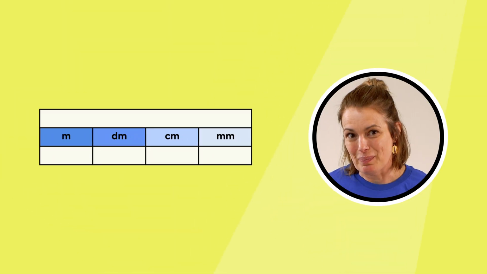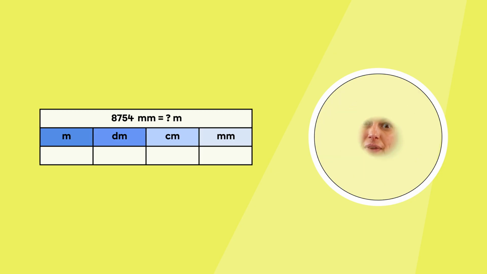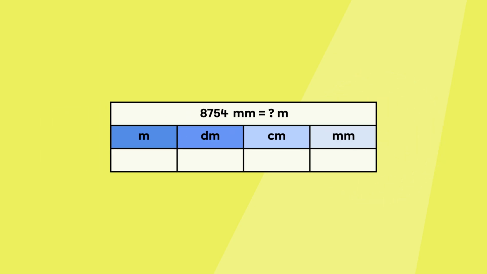Let's do one last example. I want to find what 8,754 millimeters equals in meters. I find the column for the starting unit of measure, millimeters. I place the digit at the ones position, in this case 4, in the millimeter column. I then place the other digits of the number. Now I find the column of the new unit of measure, which is meters. I place a decimal point to the right of the new unit column, that of meters. Finally, since there's a digit in every column, I don't need to add any zeros. I'm done. I know that 8,754 millimeters equals 8.754 meters.